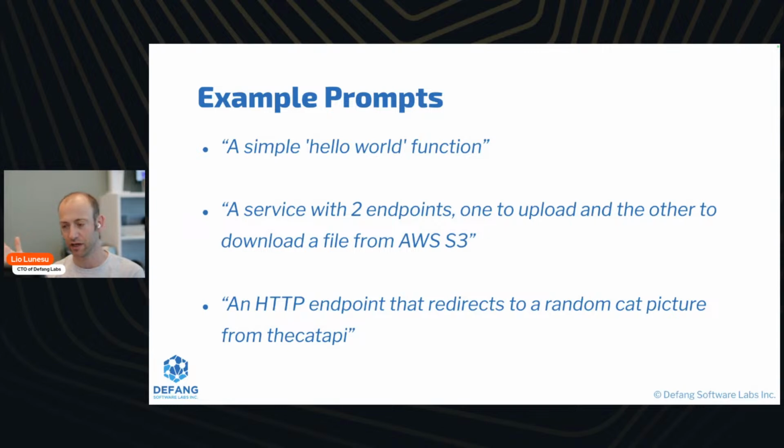Of course, you cannot tell the Defang generate command to build you a twitter.com and expect it to spit out all the complicated things you'd need for a cloud application like X or Twitter. But if you go smaller, these are some examples that have good results: a simple hello world, a cloud service that downloads a file from S3, or an HTTP endpoint that redirects to a random cat picture. These things work very well. If we have time, we'll try one of them and see how that goes.